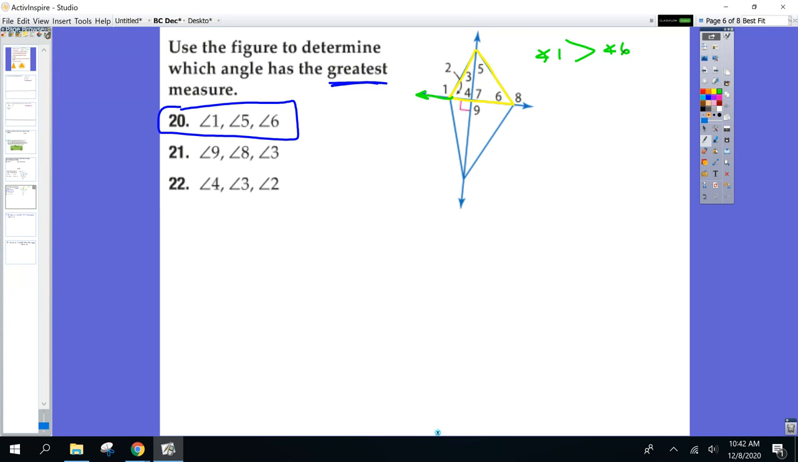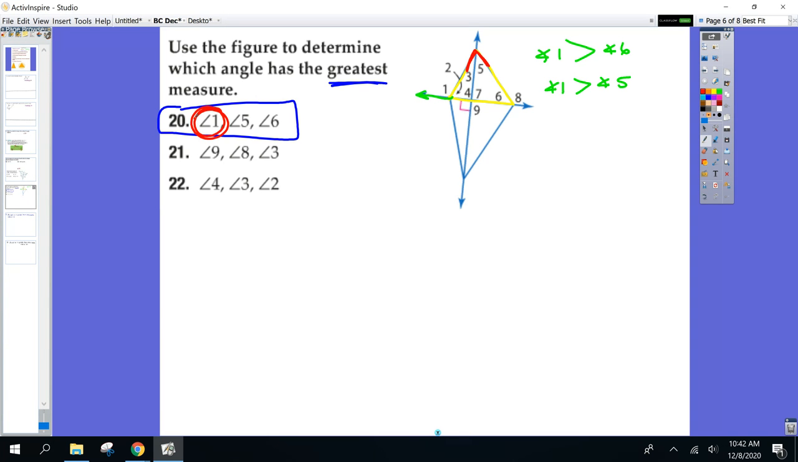Because 1 is the exterior and 6 is the remote interior. I also know 1 has got to be bigger than 5. Why? Because take a look. Angle 5 is a part of this angle right here I'm doing in red, which is a remote interior to 1. So 5 is part of that red angle. It's definitely got to be less than 1. So out of those 3 choices, based on the theorem I just went over, it's got to be number 1. All right, so just an example of how I apply that theorem.